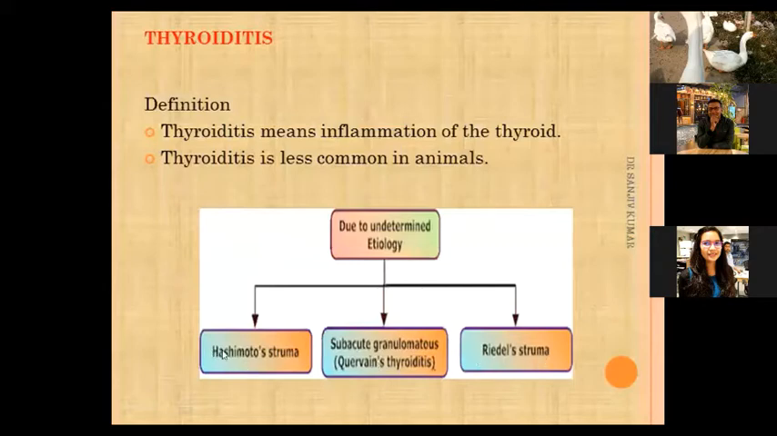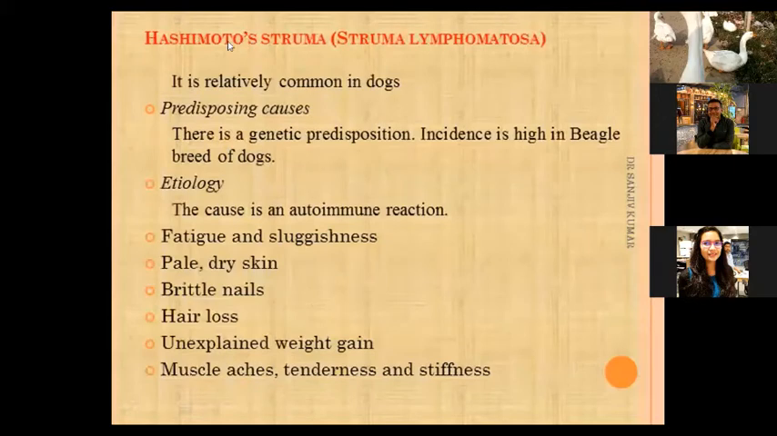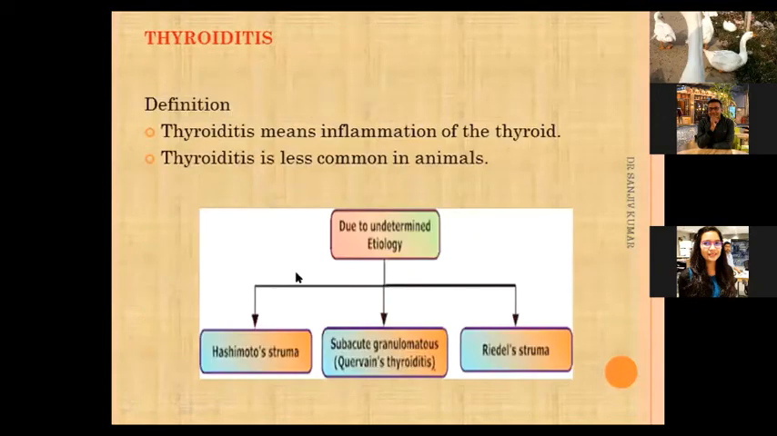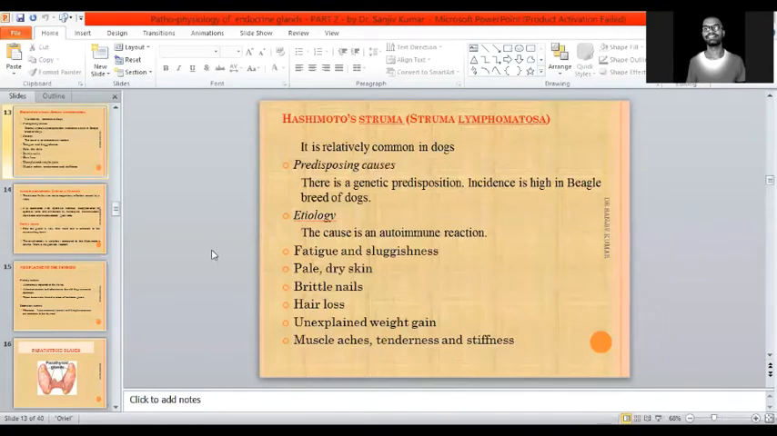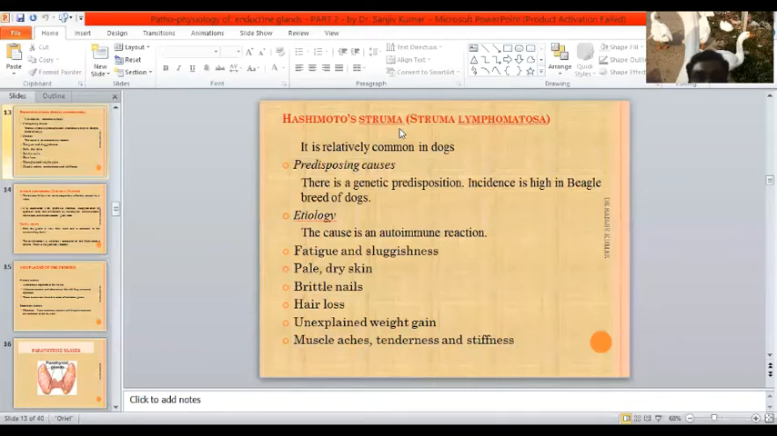The first one is particularly important, also in humans, this Hashimoto's disease. You might have read about Hashimoto's disease in humans. So, foremost important is this Hashimoto's struma. However, other than Hashimoto's, there are Quervain's and Riedel's struma, but most important is Hashimoto's struma. It is seen in humans and in dogs. Genetic predisposition is the cause, and maximum cases are seen in beagle breed of dogs. So I was dealing with Hashimoto's struma condition, which is due to inflammatory condition of thyroid.